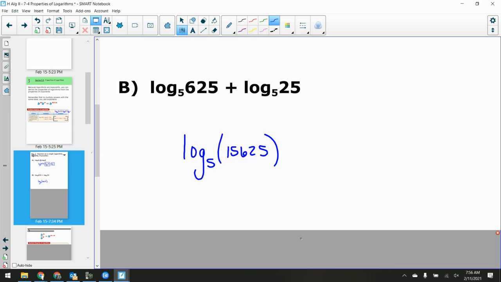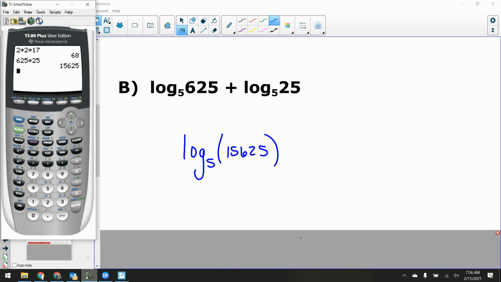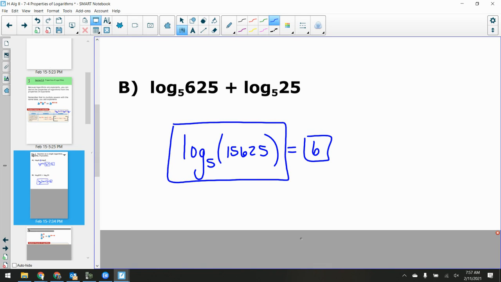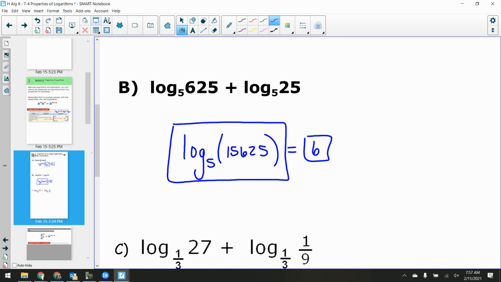Now, how do I solve this log? Well, I have to think about what power of 5 gets me to 15,625. So let's try 5 to the 5th. Okay, I need to go higher. 5 to the 6th. There it is. 5 to the 6th power. So this is equivalent to 6. So again, it asked us to express as a single logarithm, basically to reduce it, and then to solve it. You're going to see on your quiz that there are 2 answer blanks, one to reduce, one to solve.